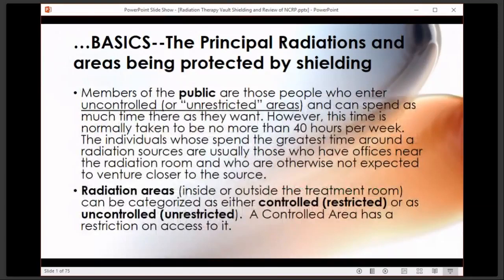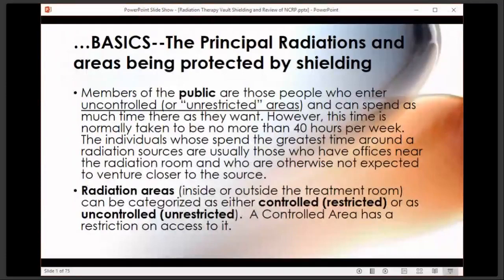Members of the public are those people who enter uncontrolled areas, often called unrestricted areas, and can spend as much time as they want in that area. We have no say about that. However, this time is usually not more than 40 hours per week. That's the assumption. If it's going to be more than that, some adjustments to the calculational procedures will need to be made. Individuals who spend the greatest time around radiation sources are usually those people just outside of the vault or the shielded area who have offices outside of those areas. And they are generally there 40 hours a week.